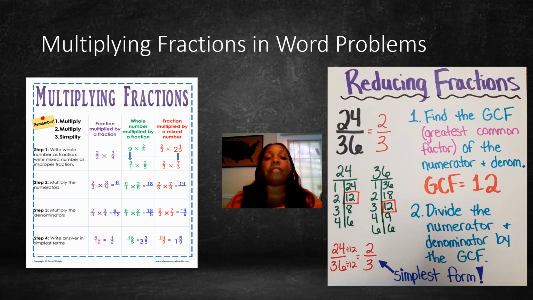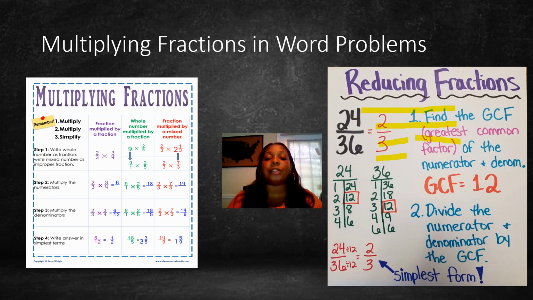To help with simplifying or reducing fractions, I will attach some videos in the description. However, I do want you to take a look at this anchor chart. Remember this, when you're wanting to reduce a fraction or simplify, you need to find the greatest common factor. Finding the greatest common factor just means looking at all of the factors that go into both of the numbers and finding which is the greatest of them.